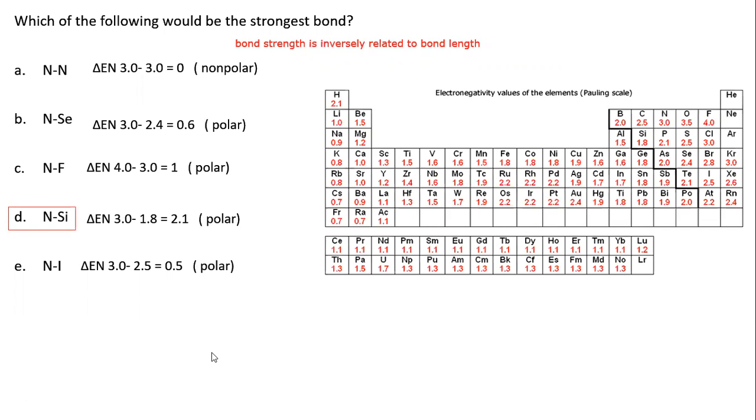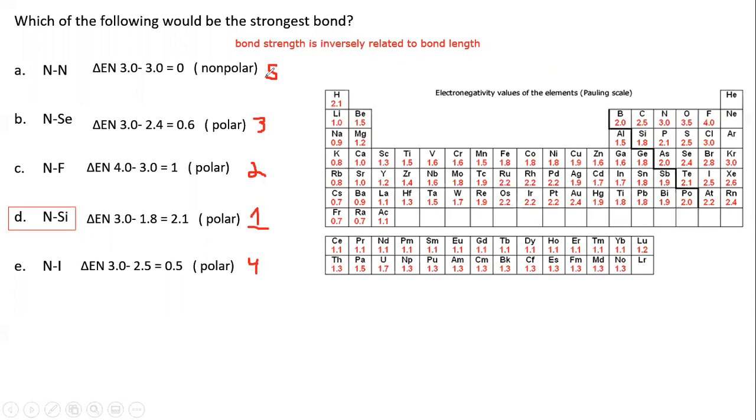Now, if we were to rank these from strongest to weakest, if you're interested, of course, this one would be the strongest, 1 being the strongest. The second strongest would be the nitrogen-fluorine bond, and then nitrogen-selenium, then nitrogen-iodine. See, they're going in decreasing electronegativity, and then lastly, the nitrogen-nitrogen bond.